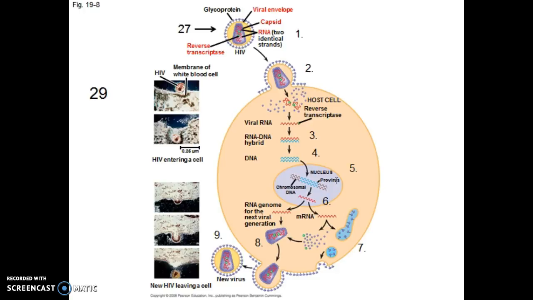Prophages, on the other hand, those infect not humans. Those infect bacterial cells only, and they do not have RNA. They have a DNA genome.